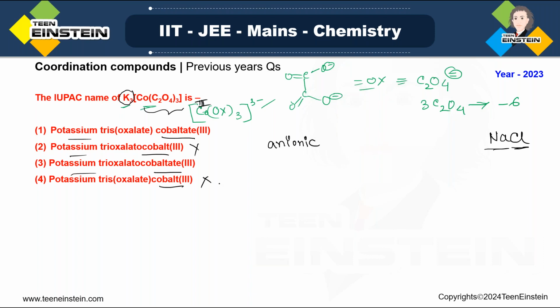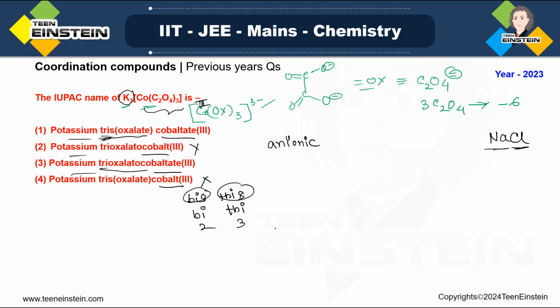These two you can cancel because it will not end with cobalt, it will be cobaltate. But how to choose between 1 and 3? What is the difference? Here it is mentioned as tris oxalate, but here it is mentioned as trioxalato. Now tris you don't need to use there, tri is enough. Normally we use bis or tris, though it is true that bis and tris are just analogs of bi or tri, which means 2 and 3. But when you use bis and tris, in specific cases we use it.